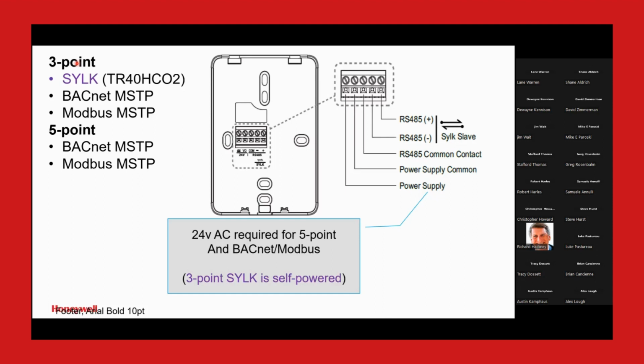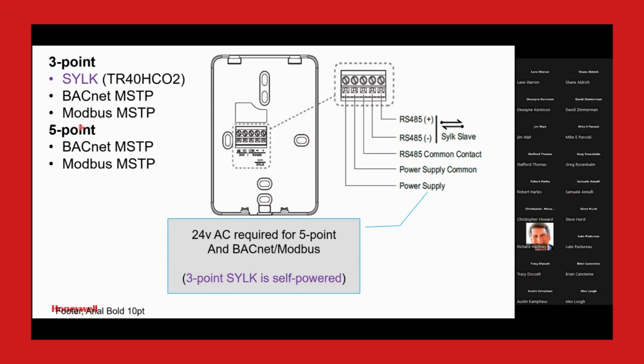So if you're adding CO2 to a project, an old Spyder-classic or some other controller, and you were buying the TR40s, we can get you more competitive now with the TR50. Configure it for Sylk, set the dip switch, and your Spyder won't know any difference. If you buy the 3-point, you also have the option to do MSTP or BACnet. If you run BACnet or Modbus, you will need to provide 24-volt power as well as your bus. If you're doing the 3-point Sylk, like the TR40, we can power it directly off the Sylk trunk.